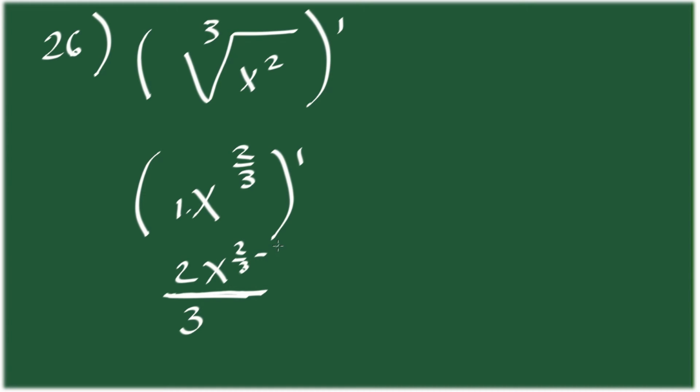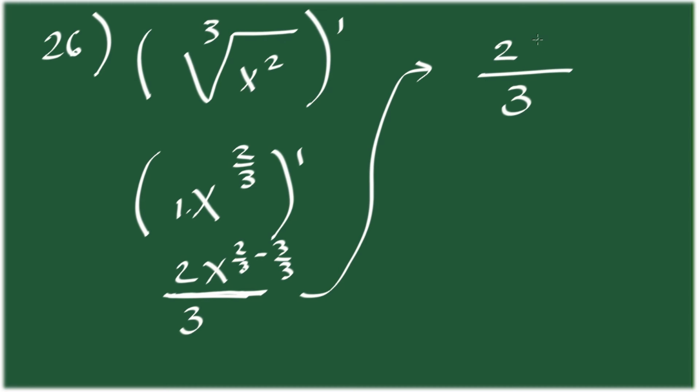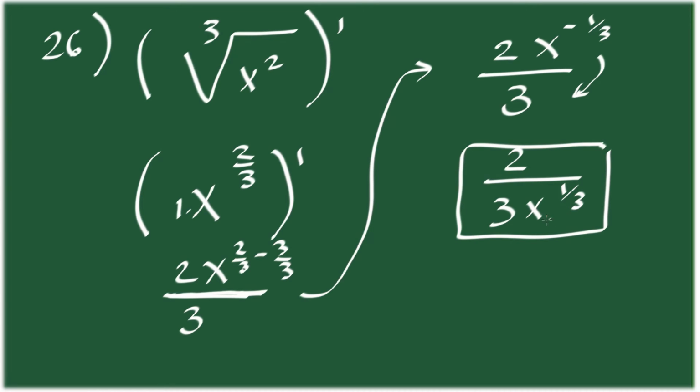2/3 minus 1, again in the form of 3 over 3. So that is 2 over 3 x to the negative 1/3. Then I can move this back. Here in the denominator now, it's 2 over 3 x to the 1/3. Now, in its radical form, it's 2 over 3. Okay. Now, x to the 1/3 is the same as what? Cube root of x to the 1, or simply cube root of x.